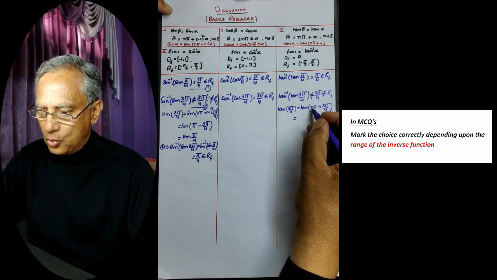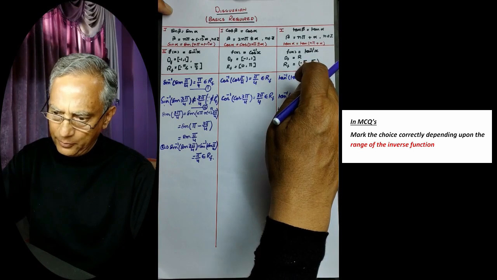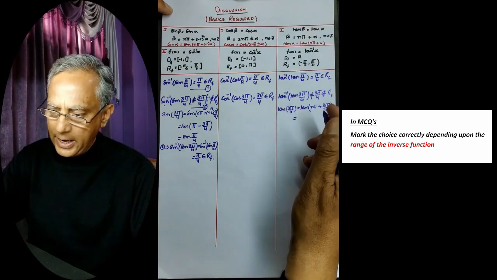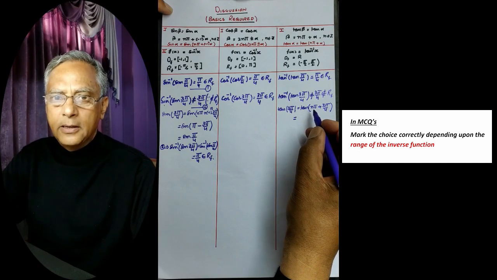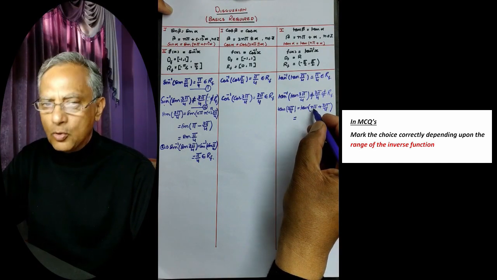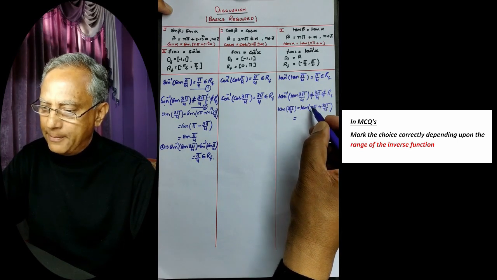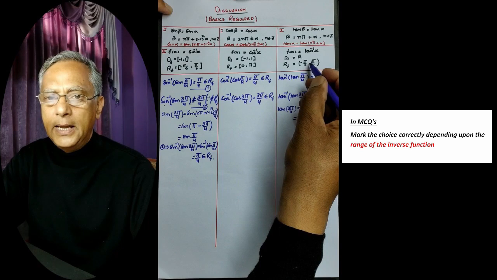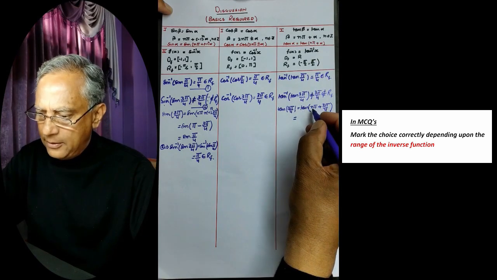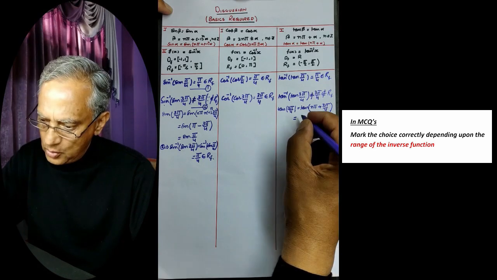Suppose I take n equal to 1. Then this will be pi plus 3 pi by 4. But pi plus 3 pi by 4 is not within the range of the function. So n equal to 1 is not the correct value. Take some other value. Take n equal to minus 1. So minus pi plus 3 pi by 4 will be minus pi by 4 and which is within the range of the function. So what we should do is we should take n equal to minus 1.